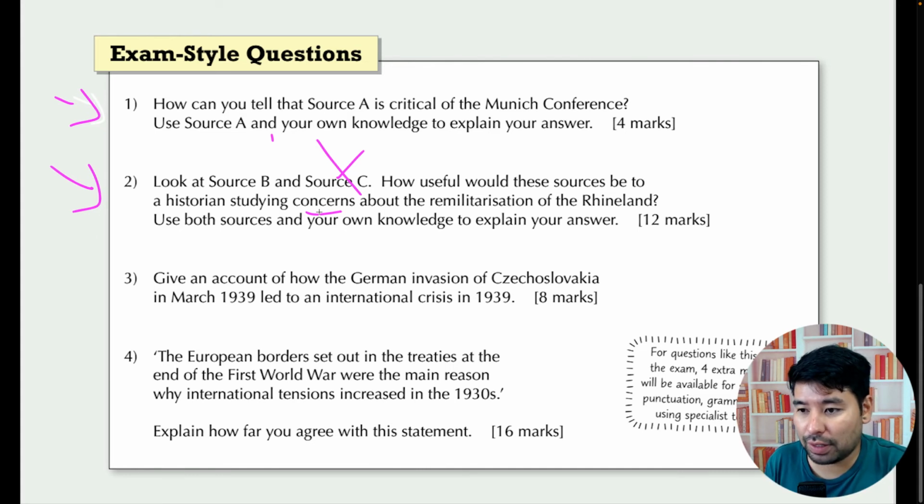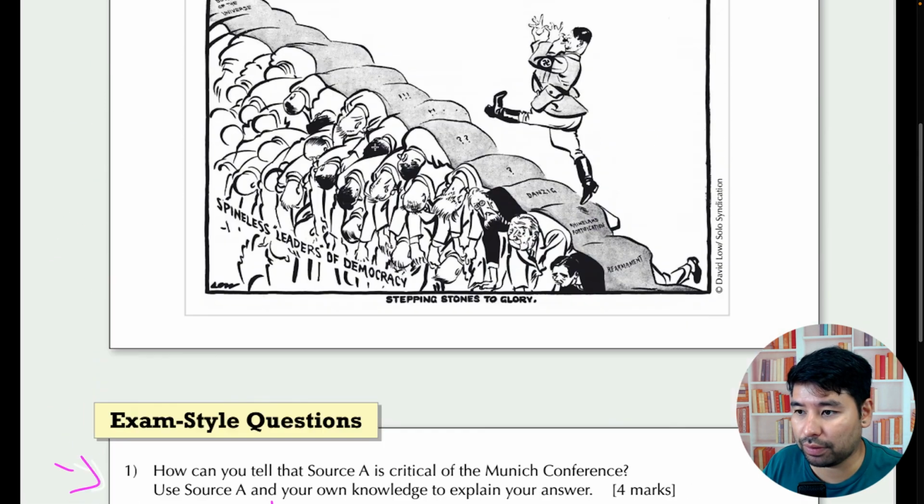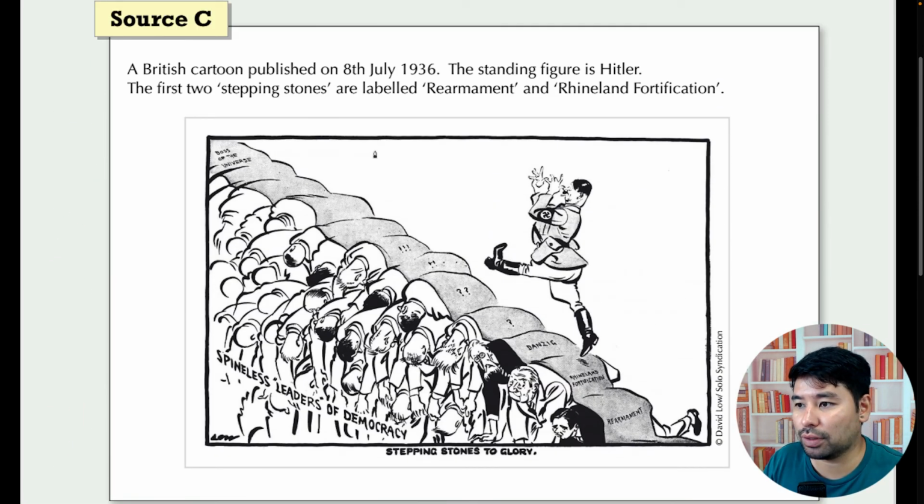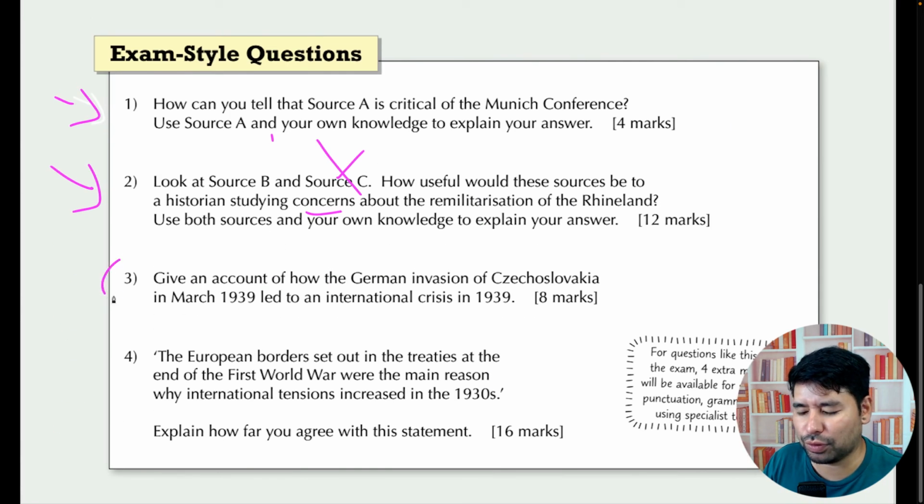And number 3, give an account of how the German invasion of Czechoslovakia in March 1939 led to an international crisis in 1939. So this one, I guess it's possible to answer, right? Let me just check it out here. British cartoon publisher 1936, the standing figure in the first two stepping... yes, it's possible to answer. So number 3 too. Of course, if you need, you Google that, go after that, but do that for me.